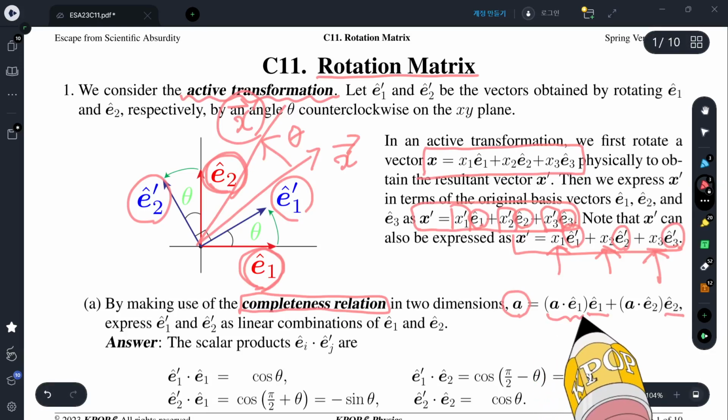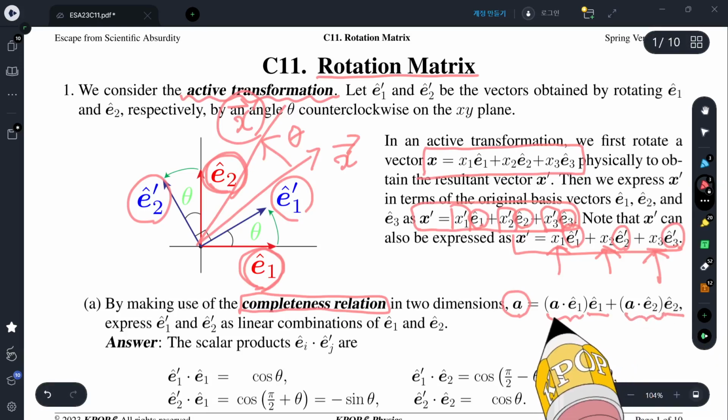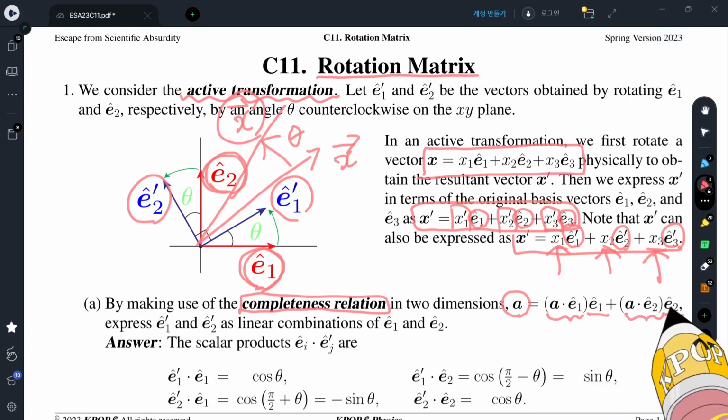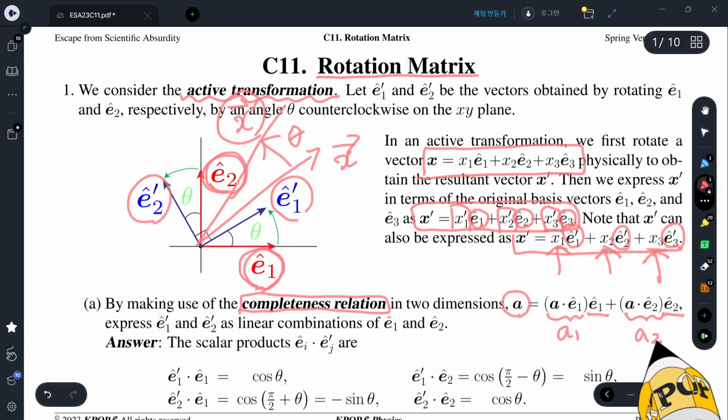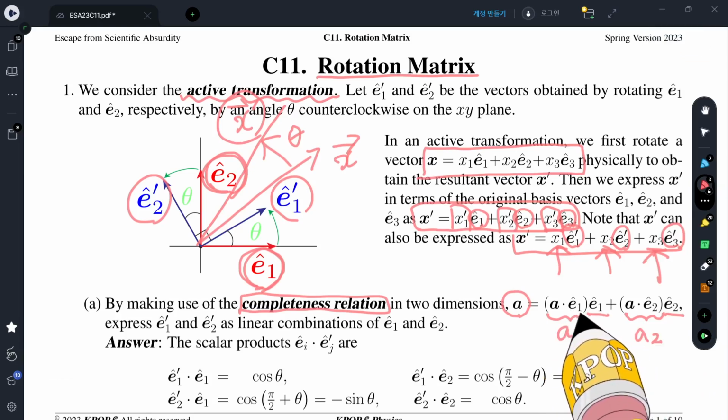And the coefficients are the Cartesian components, this is A1 and this is A2. This is the reason why we keep using unit basis vectors. We do not have any denominator vector.